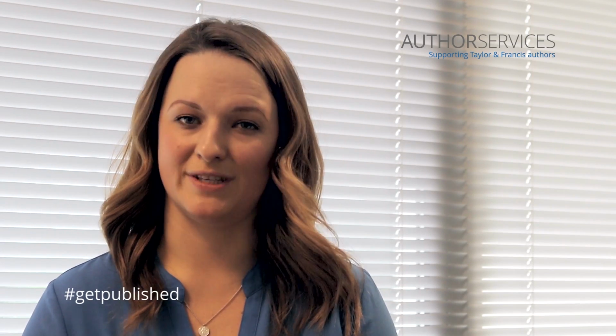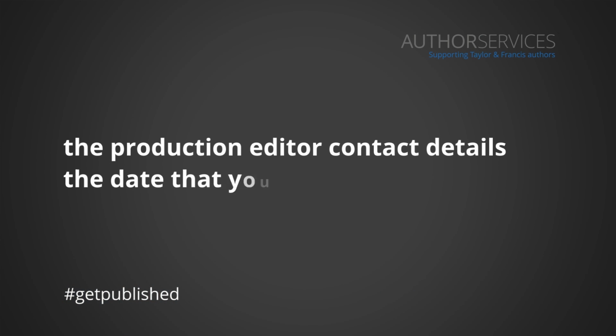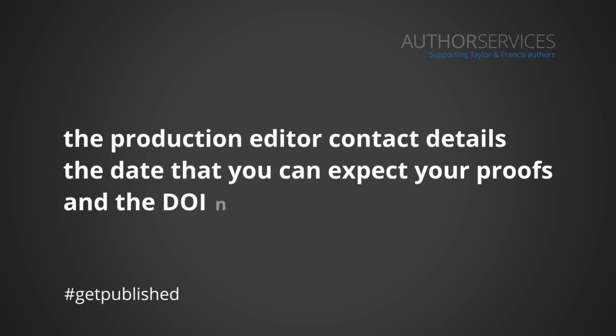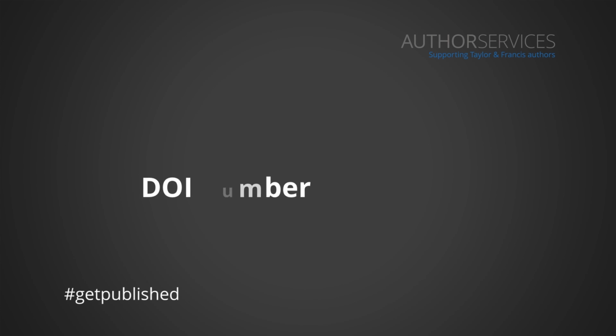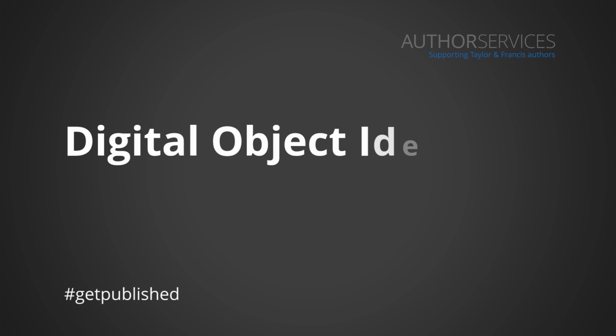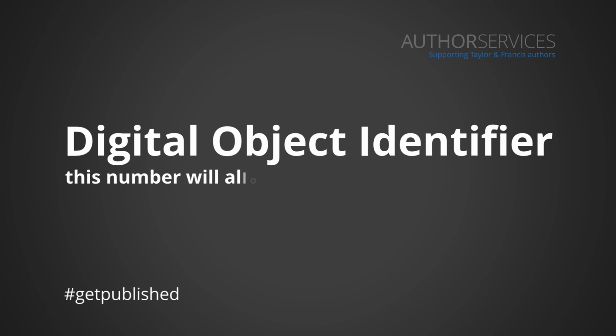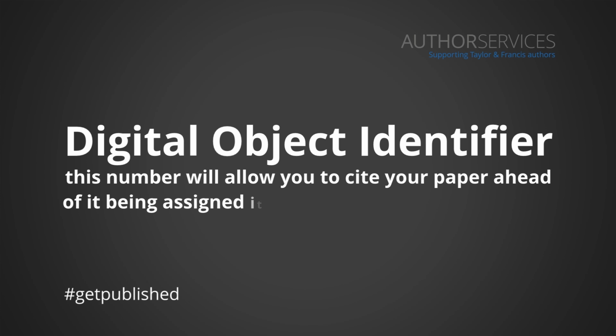To indicate that we have received your manuscript, the corresponding author will receive an email notification. This email will contain important information such as the production editor's contact details, the date that you can expect to receive your proofs, and the DOI number. The DOI number stands for Digital Object Identifier, and this number will allow you to cite your paper ahead of it being assigned its final issue number and pages.